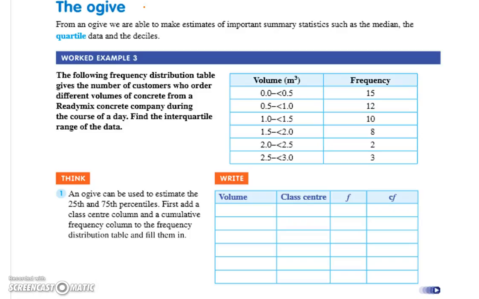You guys know what a decile is? What's a quartile? Yeah, it's a quarter. What's a decile? Yeah, it does sound like 10. Yep, it's a tenth. You're right.